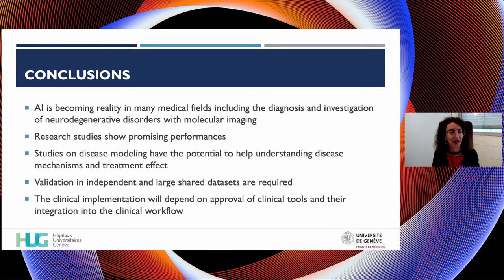So in conclusion, I would say that artificial intelligence is really becoming a reality in many medical fields, including the diagnosis and investigation of neurodegenerative disorders with molecular imaging. Research studies show really exciting, promising performances. And we also have studies on disease modeling that could have the potential to help understanding disease mechanism and also the treatment effect. A key point here is validation in independent and large shared data sets, because this will be the step that will be needed for the larger use, both in the clinical and research community.